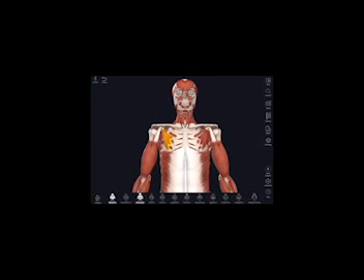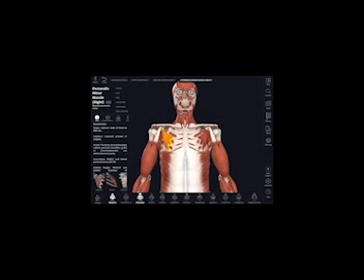Okay, so the pec minor inserts into the coracoid process, and originates from ribs 3 to 5. There is actually a lot of variation on the origin of the pec minor. Some people start from 2, 3, 4, some people do 3, 4, 5. 4, 5, 6 is less common, but I've seen it. But my point is the insertion point is the coracoid process.